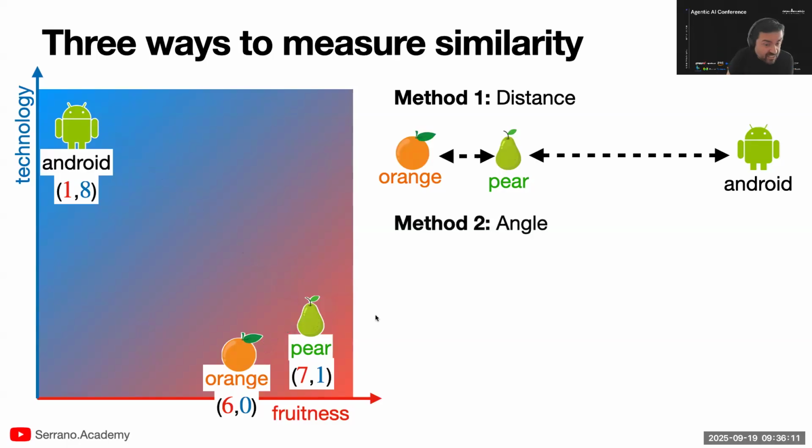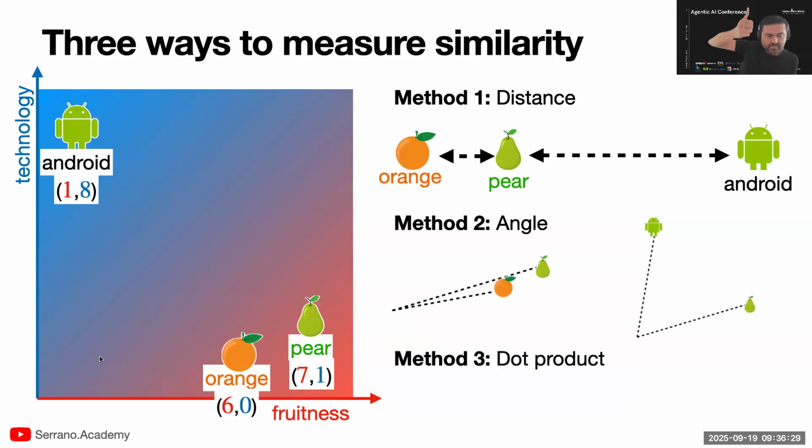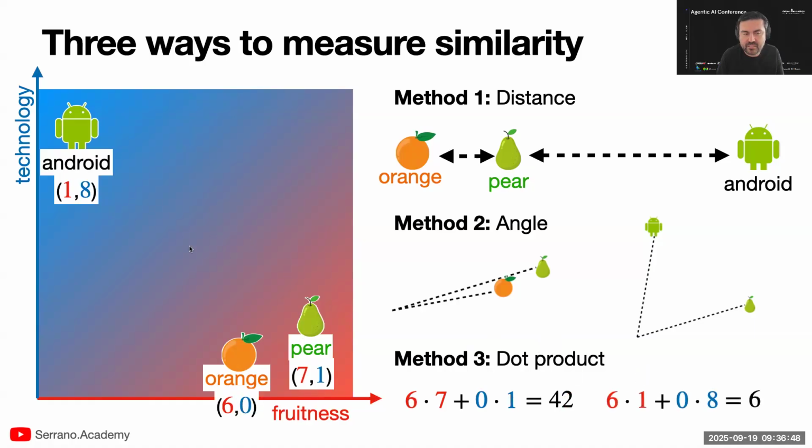Method 2 is the angle. Instead of looking at things that are far away or close by, I'm going to look at the angle they make with the point at the origin, the 0, 0, 0. Big angle means you're far away, not similar. Small angle means you're close by. Makes sense, right? And the other one is the dot product. Give me a thumbs up or thumbs down if you've seen dot product in the past. Even if you haven't, I will still talk about it. Dot product is: take the first coordinate and multiply, then the second coordinate and multiply, and add them up. So I get a big number if the things are similar and a small number if things are different.